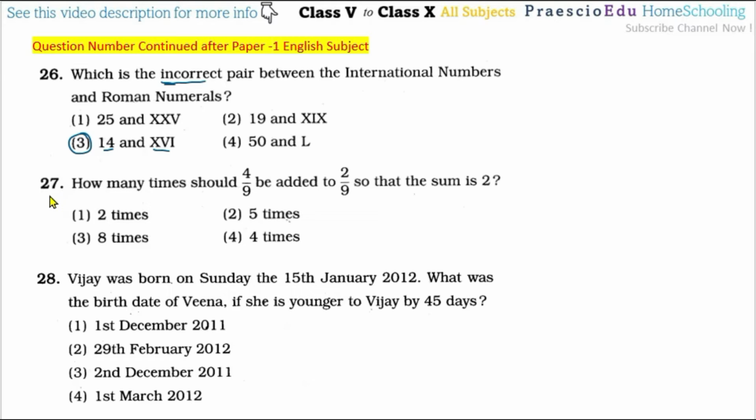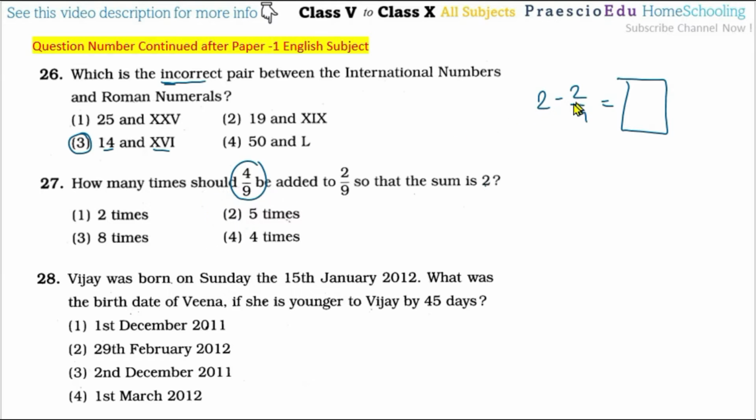Then question number 27, how many times should 4 by 9 be added to 2 by 9 so that the sum is 2? So this 4 by 9 has to be added to the 2 by 9. First of all we will deduct 2 by 9 from this 2, so 2 minus 2 by 9. Whatever answer comes, we will divide it by 4 by 9, so automatically the number of times it has to be added will come.